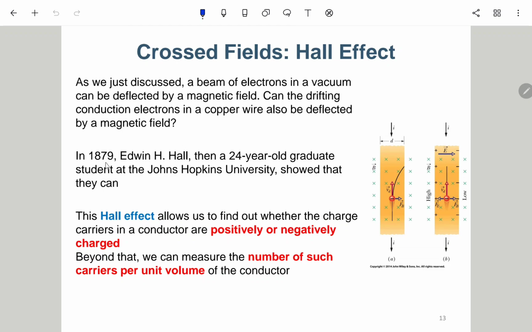And in 1879, Hall, a 24-year-old graduate student at Johns Hopkins University, showed that they can. This Hall effect allows us to find out whether the charge carrier in a conductor is positively or negatively charged. And of course, the conclusion is that the charge carrier must be negatively charged, but not positively charged. Beyond that, we can measure the number of such carriers per unit volume of a conductor. So it's some sort of hardcore physics stuff.